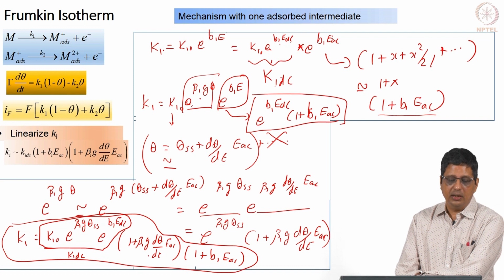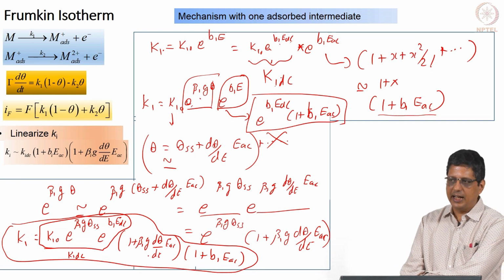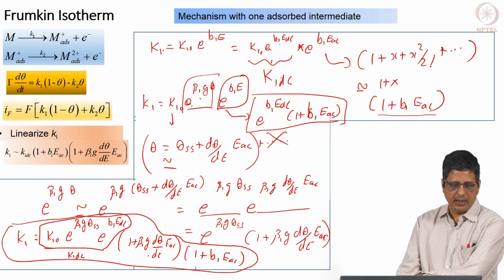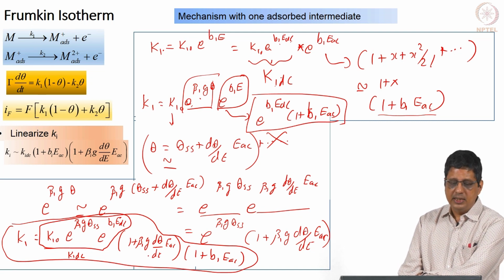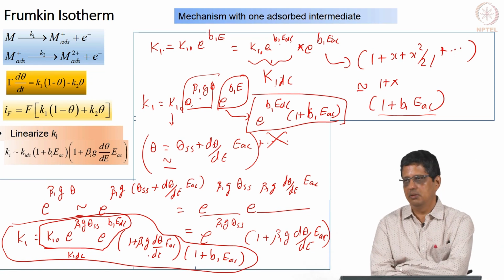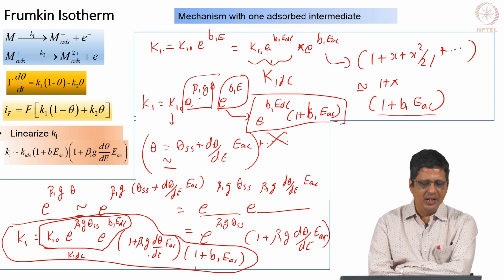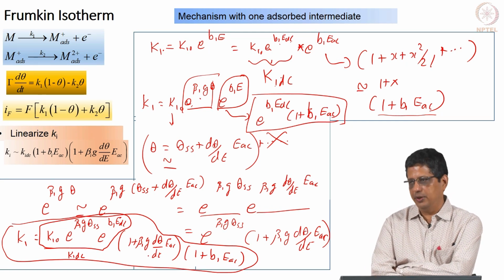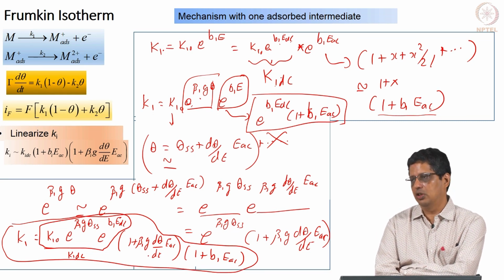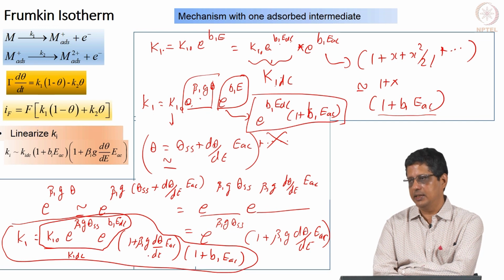You would write k1 or k2, I would write it as ki here, ki is going to vary around ki dC, but the variation is given by 1 plus B1 AC EAC multiplied by 1 plus beta 1 or beta 2, whichever is the corresponding one, g d theta by dE EAC. Okay with this? Okay. So, whatever you have done for k1 you can do for k2. Theta is not going to be special, we have seen this before, it is just theta SS plus d theta by dE EAC.